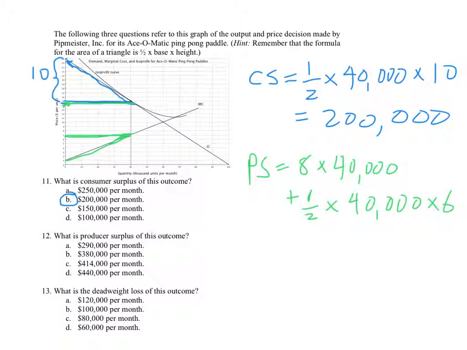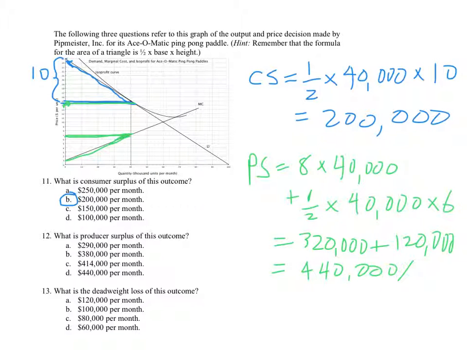And when we add those two things up, 8 times 40,000, that's 320,000, plus 3 times 40,000, 1/2 times 6 is 3, times 40,000 is 120,000, and that's $440,000 per month. That makes D the right answer for number 12.